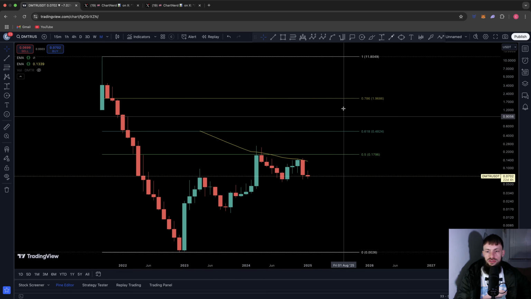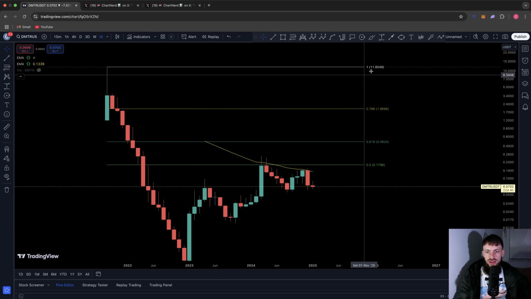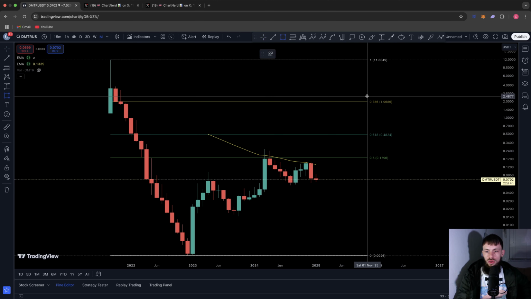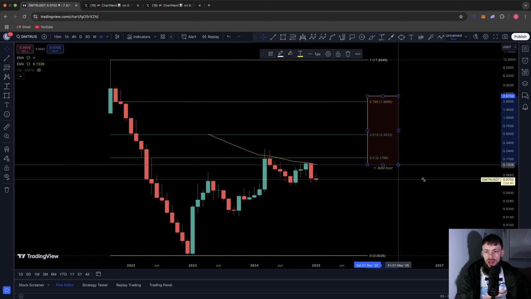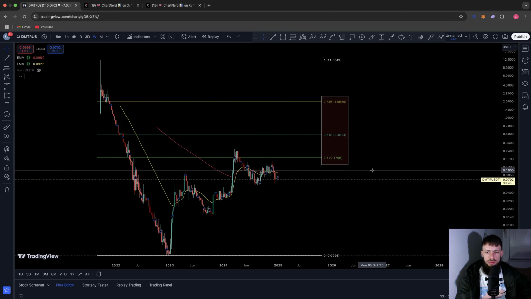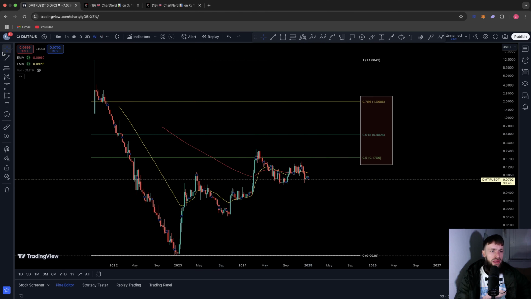Then it gets really exciting before getting to the all-time high. If we start getting really euphoric, you've got $1.96 and then of course the all-time high at $11. I think all of these targets on the way up to that all-time high are achievable this cycle for DMTR, and it's just a matter of time before we start picking up the pace.